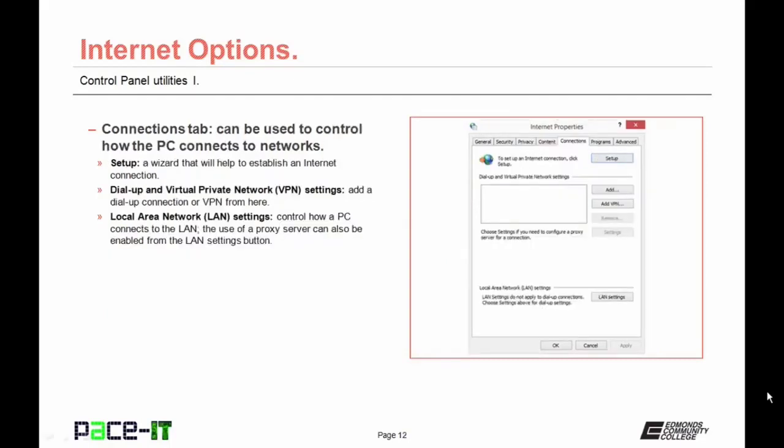Now let's move on to the Connections tab. This controls how PCs connect to networks, and there are several different sections under this tab. The Setup button starts a wizard that will help to establish an Internet connection. Under the Dial-Up and Virtual Private Network setting, you can add a dial-up connection or a VPN from here. The Local Area Network LAN Settings button can control how a PC connects to the LAN, and the use of a proxy server can be enabled from the LAN Settings button.